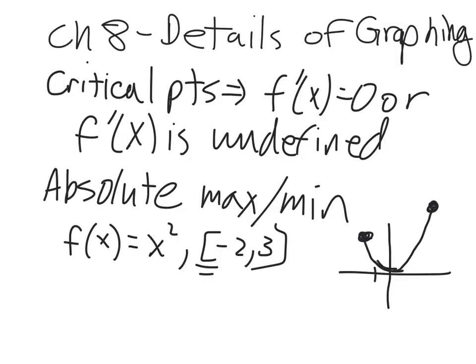This would be the graph, and our minimum would actually be 0 at x equals 0. And that shows the possibility of either a minimum or a maximum being at a critical point. That would be where the derivative equals 0 in this case. And the maximum for this function on this restriction would be 9, which would be the end point where x equals 3.